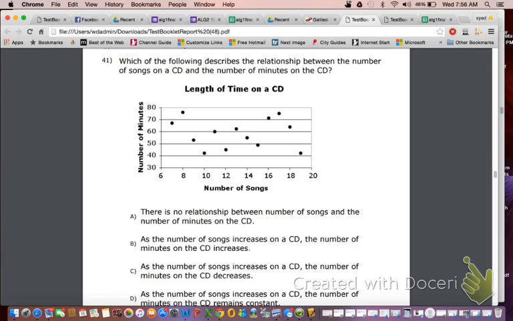Okay, it should be pretty clear to see that there's really no relationship. It's pretty scattered, so the choice is A.